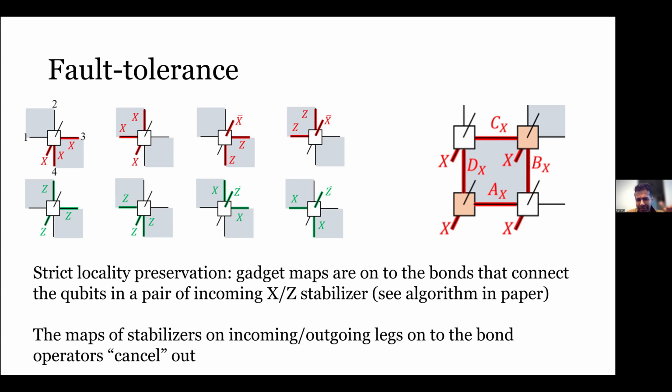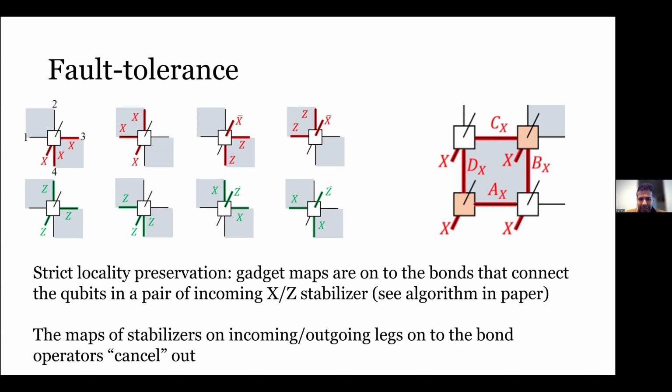And we have a technical algorithm in the paper which tells you that these bonds connect the qubits that appear in a pair of incoming X and Z stabilizers together. So I would refer you to that algorithm in the paper to see exactly how this gadget layout is constructed. But the key idea is that we have this strict locality preservation.